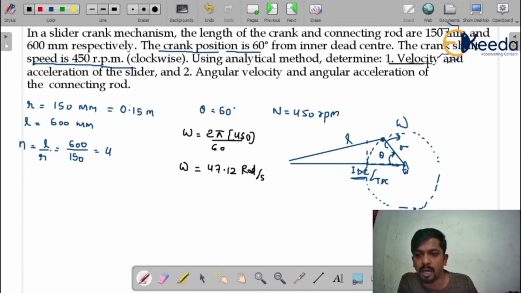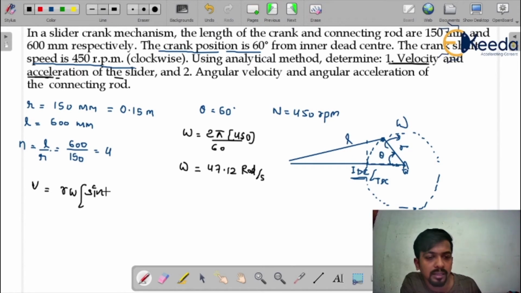Now, in the first part, we have to find out the velocity and acceleration of the slider. Slider means piston. So, what is the formula for the velocity of the piston? We all know that it is R omega times sin theta plus sin 2 theta by 2n.